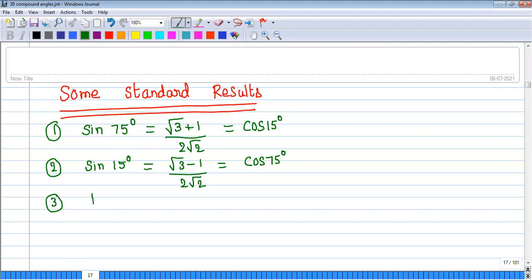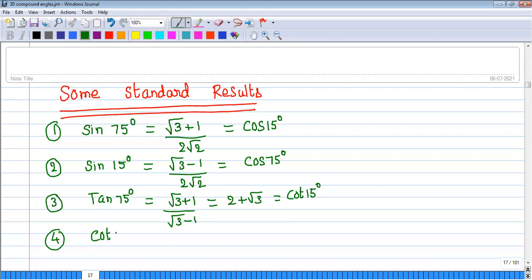Next we have tan 75 degrees. Tan 75 degrees is equal to (root 3 plus 1) by (root 3 minus 1), which is 2 plus root 3. This is equal to cot 15 degrees also. Cot 75 degrees is equal to 2 minus root 3, that is (root 3 minus 1) by (root 3 plus 1), which is equal to tan 15 degrees.